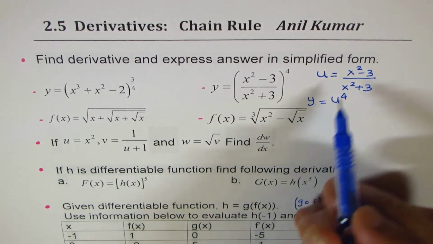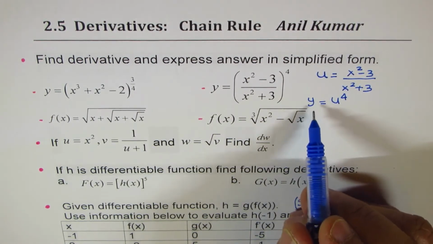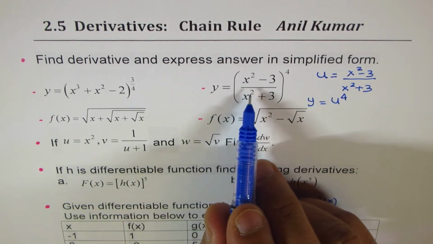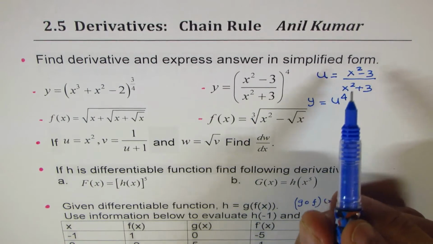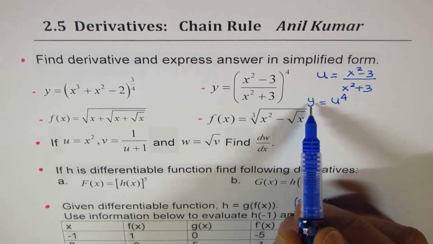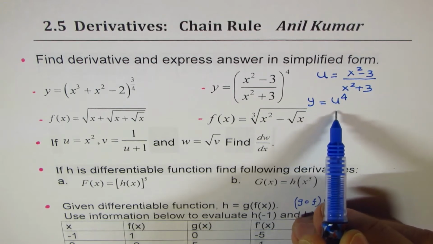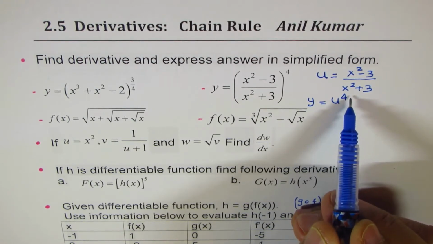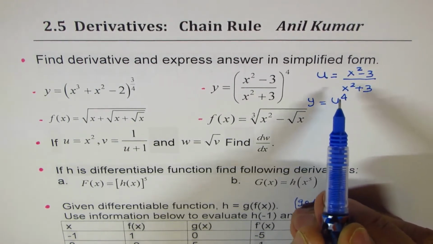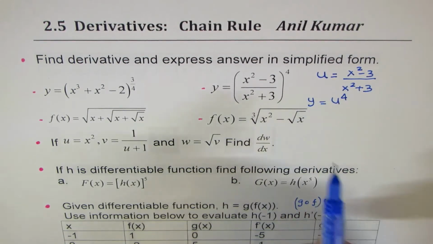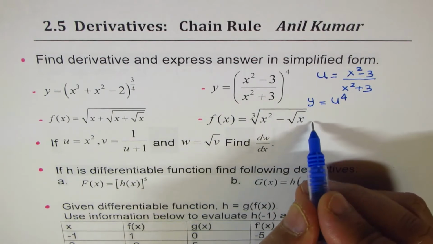Now, you can see that we have formed a function which is a composition of 2 functions. It's easier to find the derivative of y with respect to u, which is 4u cubed, correct? Times du dx, we get dy dx. So basically, the chain rule works like this.